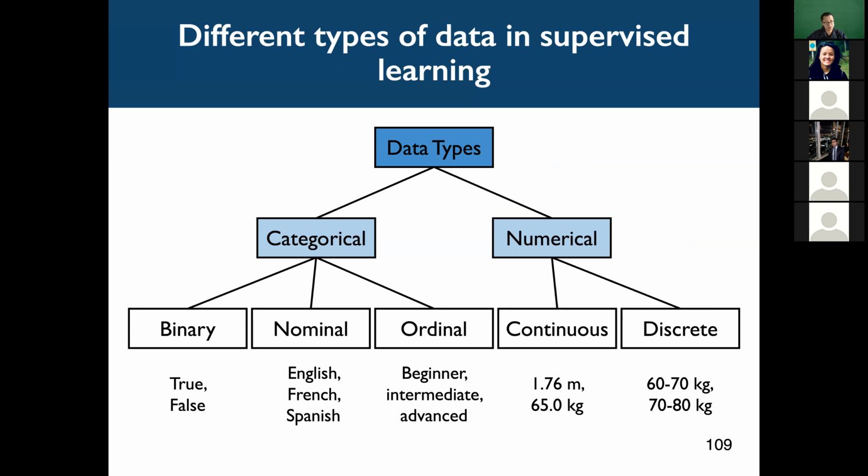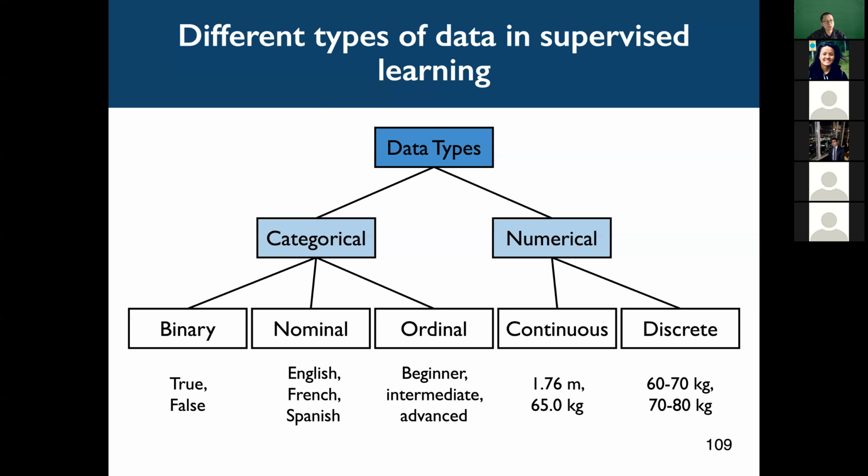For binary, it's easy, true or false. Nominal data, like the name of the professor, right? Or like English, French, Spanish, different languages. Ordinal data is similar to nominal data, but there's an order, like beginner, intermediate, advanced. They are nominal data, but they have an order, right? So they're called ordinal data. Continuous, the height, the weight, right? Discrete data is similar to continuous data, except that it's discrete.